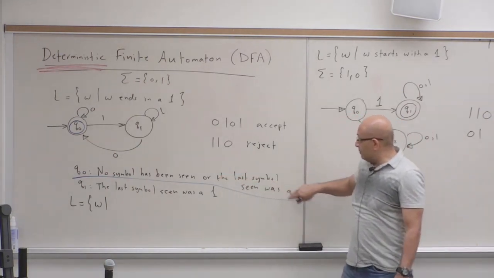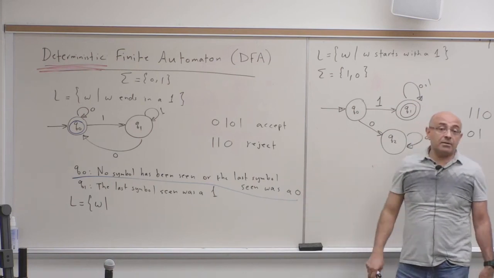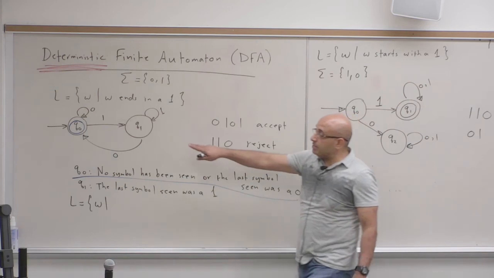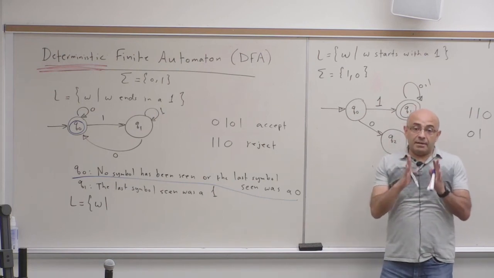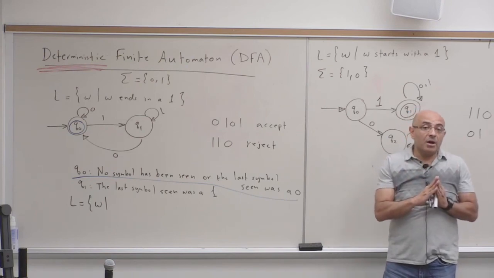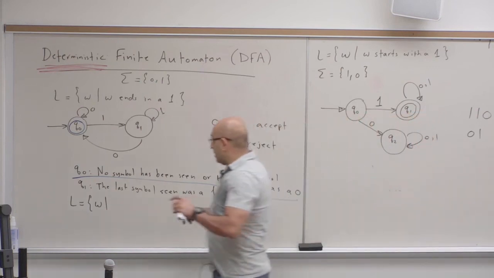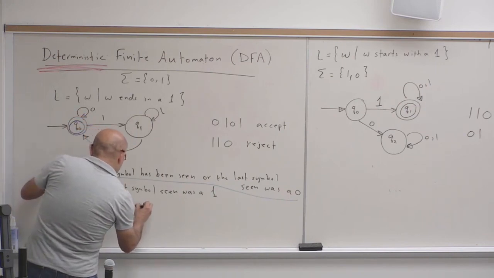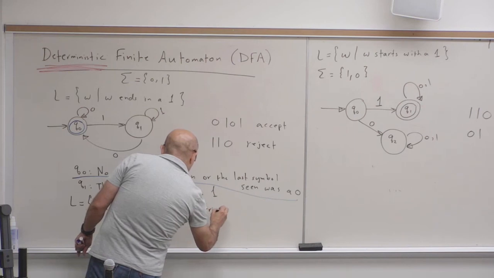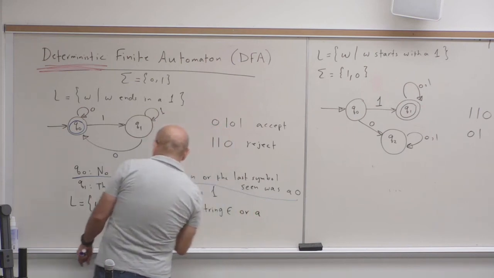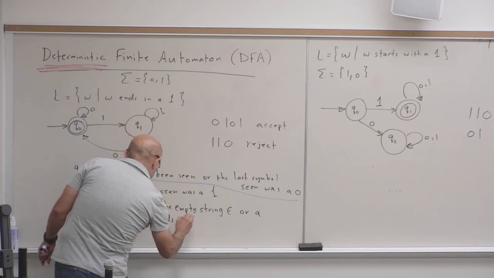Okay. And so you're not taking advantage of this. We're accepting Q0, and Q0 means no symbol has been seen, or the last symbol seen was a zero. So the description of the language recognized by this DFA is the language of those strings that are either the null string or a string that ends with a zero. The null string does not end with a zero because it doesn't have any symbols in it. So w such that w is either the empty string epsilon or a string that ends with a zero.